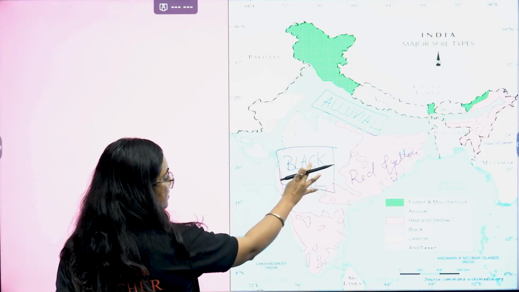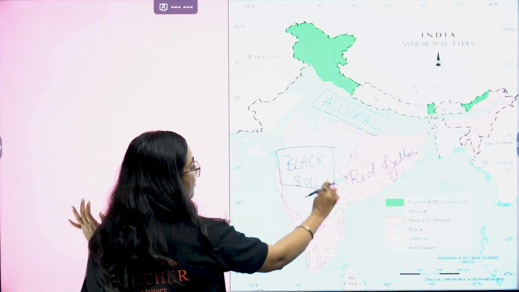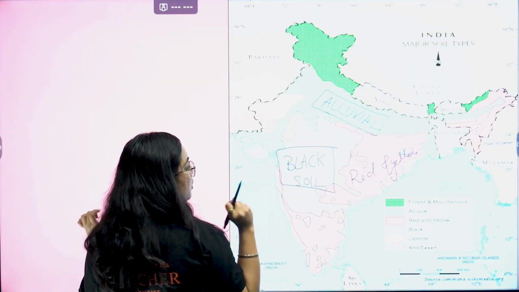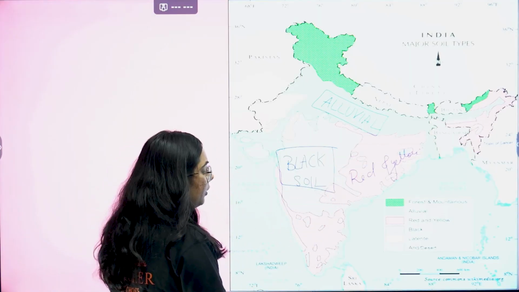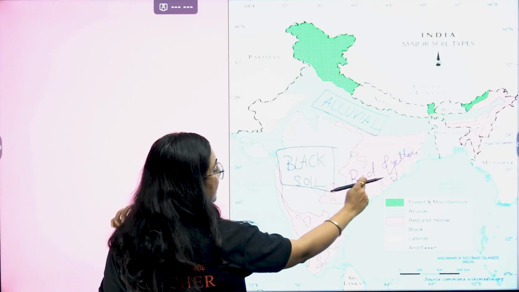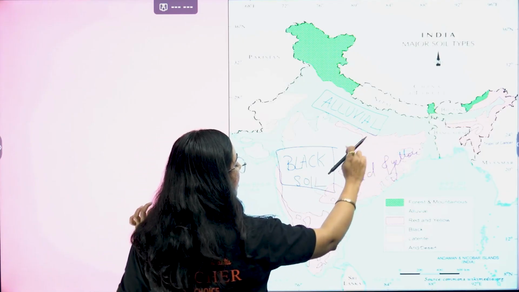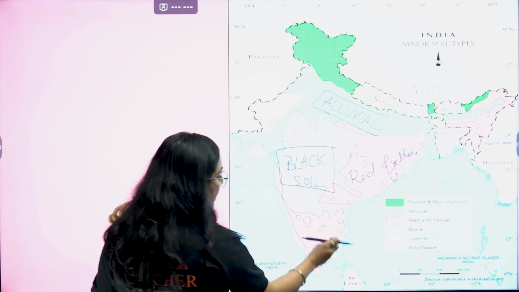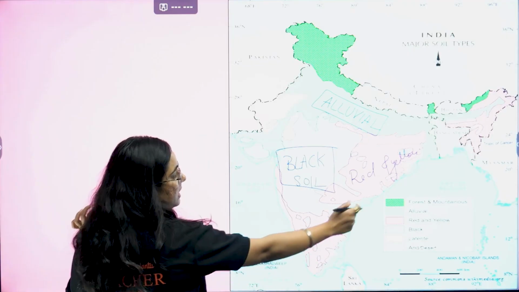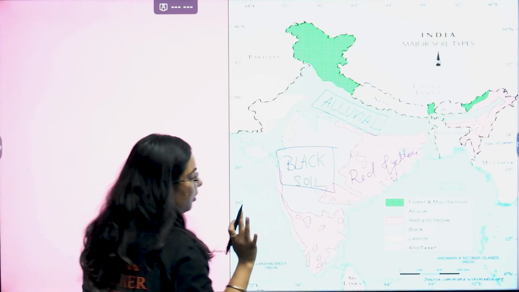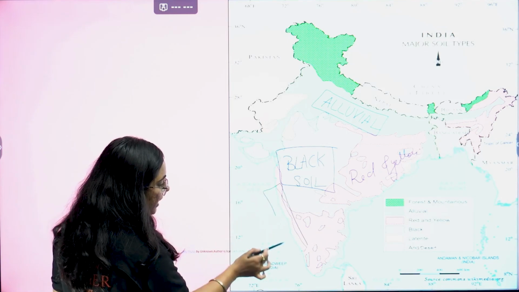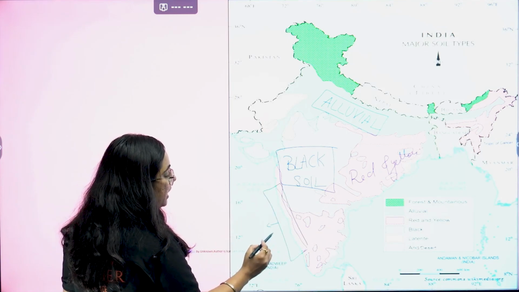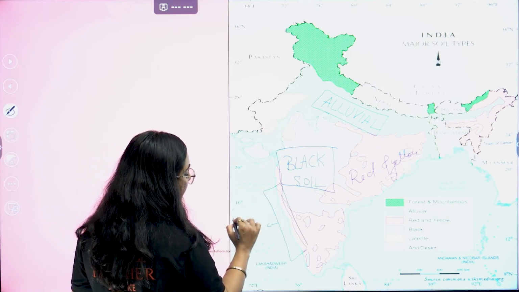Okay, this is black soil covering major part of Maharashtra, Malwa, Saurashtra region and some parts of Chhattisgarh as well. Okay, moving further with red and yellow soil, here Odisha, West Bengal, this zone of Western Ghats and the northeastern region. Okay, moving towards laterite soil. See, the small portion of laterite soil is present in India in the areas of heavy rainfall.